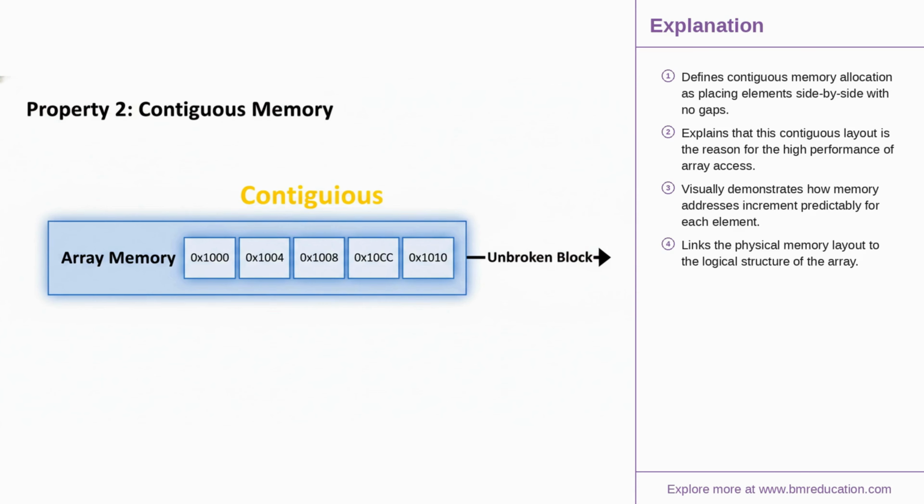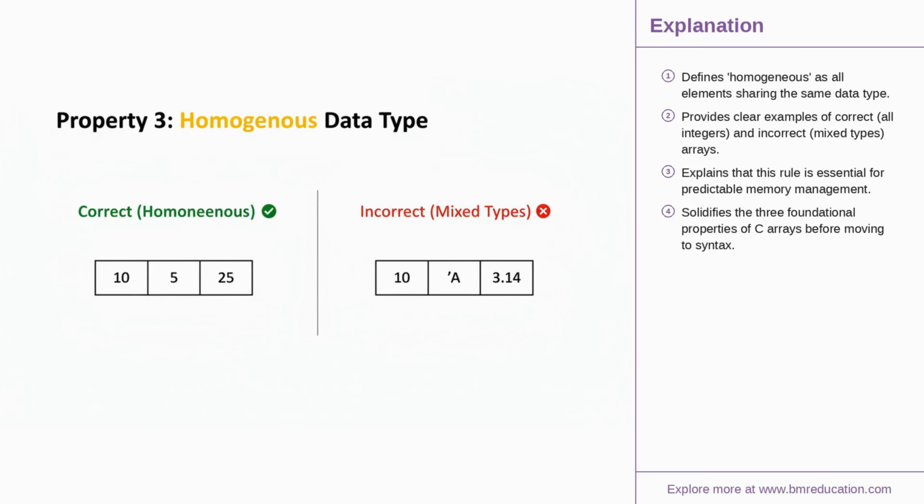The third and final core property is that arrays are homogeneous. This simply means all elements in a single array must be of the exact same data type. You can have an array of integers, an array of characters, or an array of floats, but you cannot mix them. This rule ensures memory consistency and predictable behavior for every element in the collection.